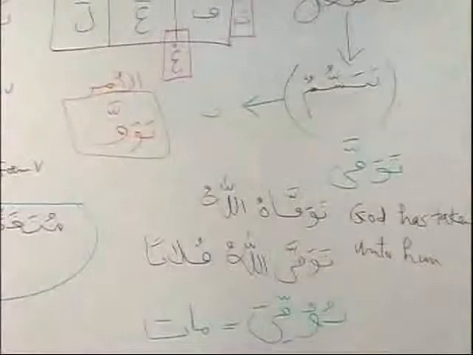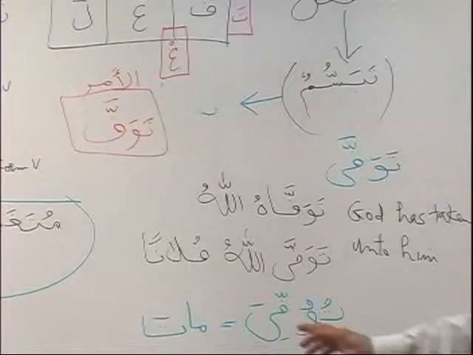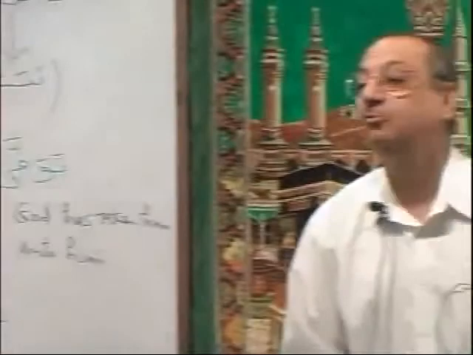Now, can you conjugate this? Tuwuffiya, and then tuwuffu. Are you with me? Tuwuffu. Remember, there's a kasra. Fi will change into fu, tuwuffu. And then tuwuffiyat. What is it? Tuwuffiyat. Now read the sentence. What is the sentence? Mata tuwuffiyat Ruqayyatu radiyallahu anha.